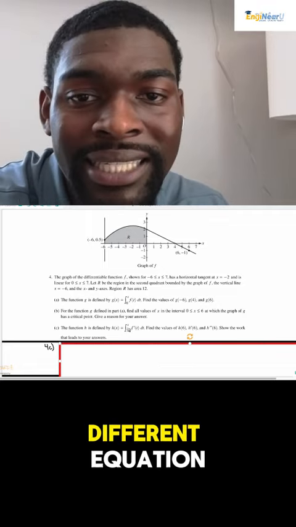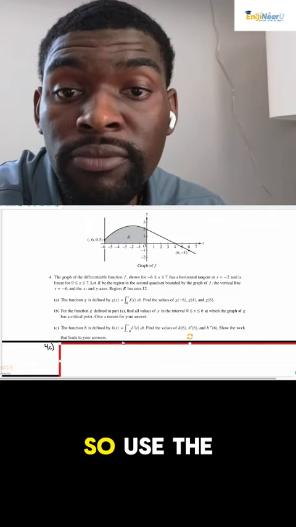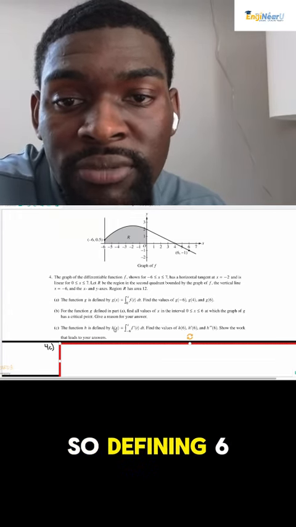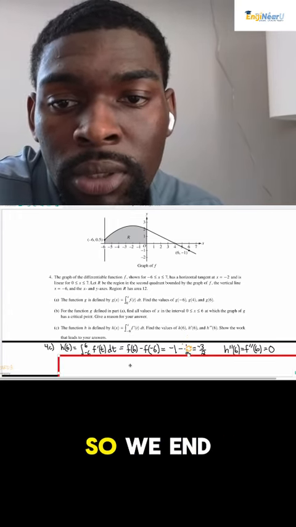Now, it's important to note that this is a slightly different equation than the one above. So don't use parts A and B here. This is a whole different question. So we need to first find h of 6. To find h of 6, we're going to simply plug in 6. So we end up plugging that in.